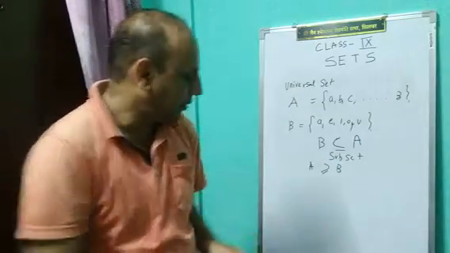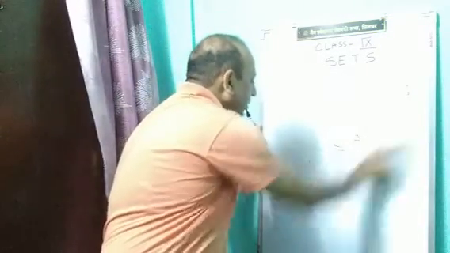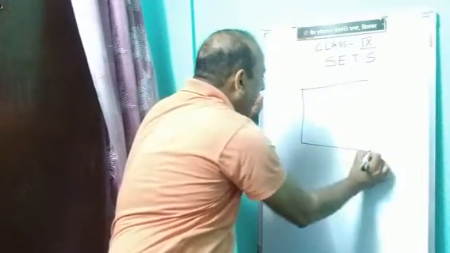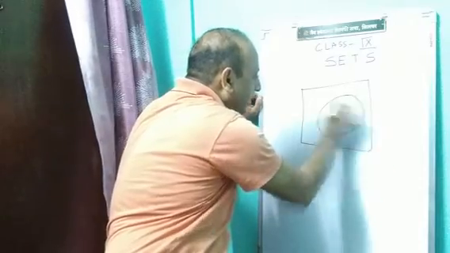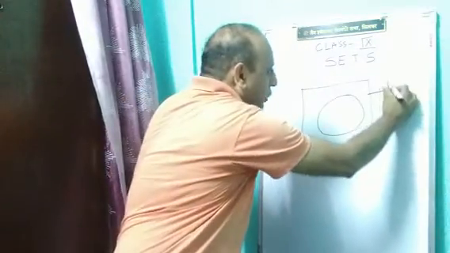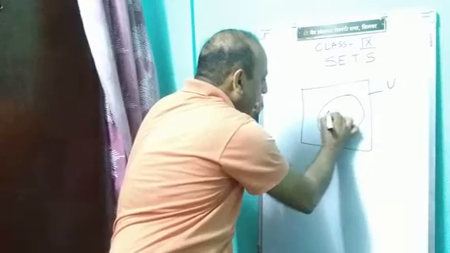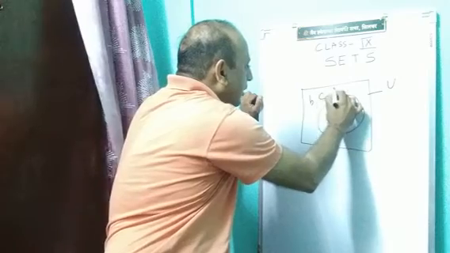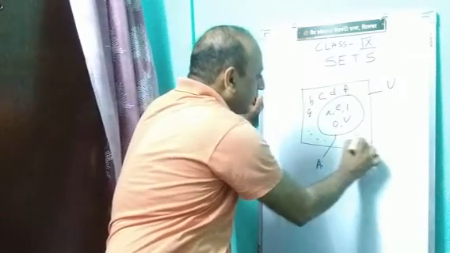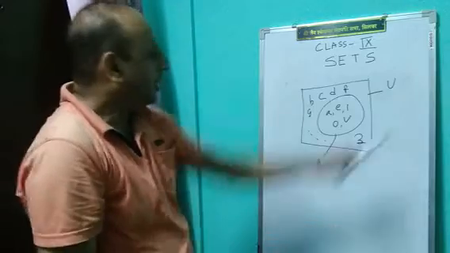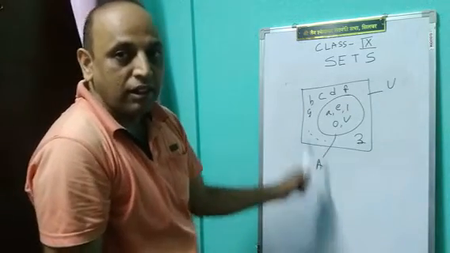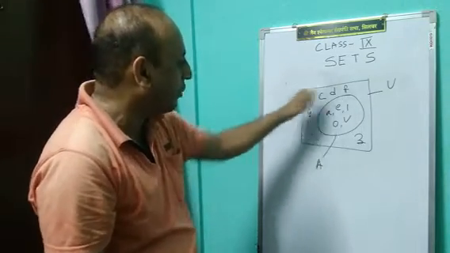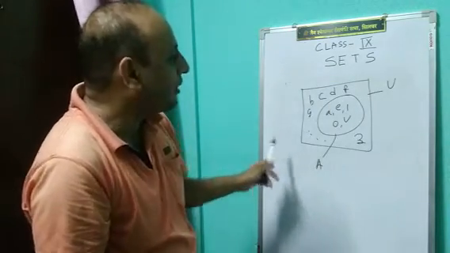Let us describe this by a Venn diagram. Universal set and subset. The universal set is always represented by a square or a rectangle, and a subset is represented by a circle. Universal set U contains A, E, I, O, U and other elements B, C, D, F, G, Z. This universal set U contains all the letters of the English alphabet, and the subset A contains only the vowels. So A is a circle within the square. This is the correct way to represent it by a Venn diagram.